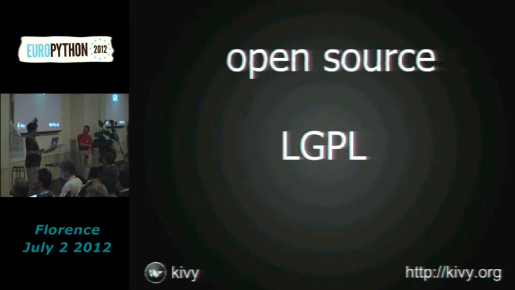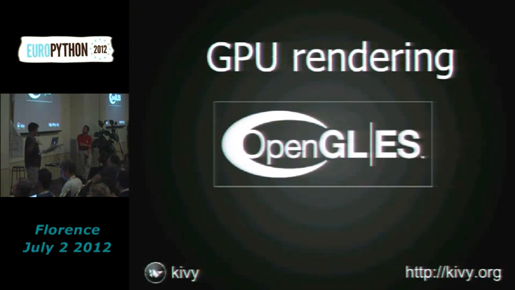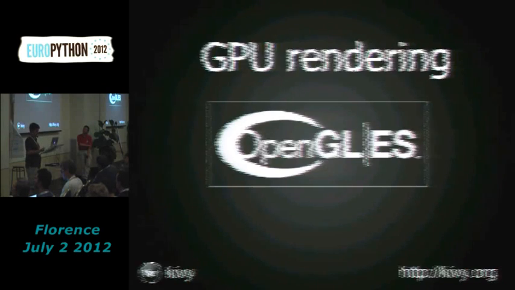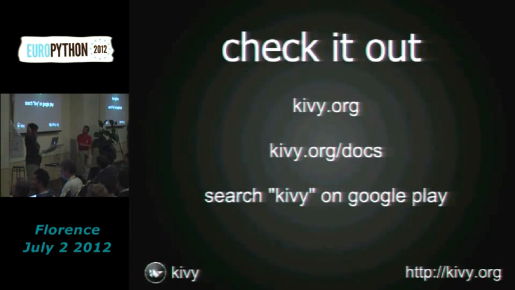So it's open source, it's LGPL. Anyone is encouraged to contribute. All rendering is done on the GPU. We're using OpenGL ES. That's one of the reasons we can target different platforms. And then we have a layer on top that makes it a little bit easier, giving you some graphics instructions that you can use, and they actually get optimized into vertex arrays and all that stuff, if you know OpenGL. So if you want to check it out, go to kivy.org. The documentation is at kivy.org/docs. If you search on Google Play for Kivy, it comes up with a bunch of the example applications.